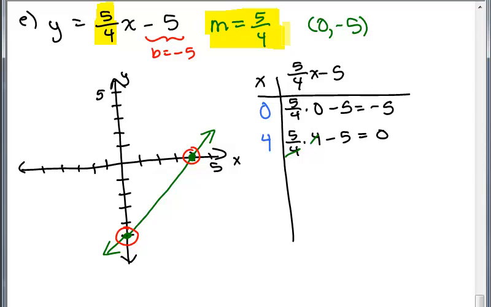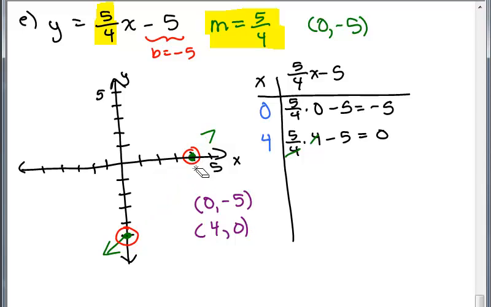We've got 2 ordered pairs here. The ordered pairs that I'm showing, and there's lots of different possibilities, but these are 2 ordered pairs, so we just happen to use those. And then we've got our graph.